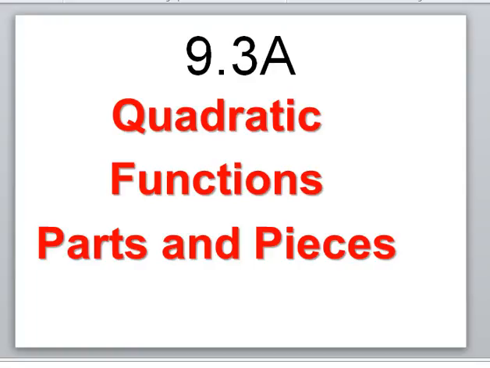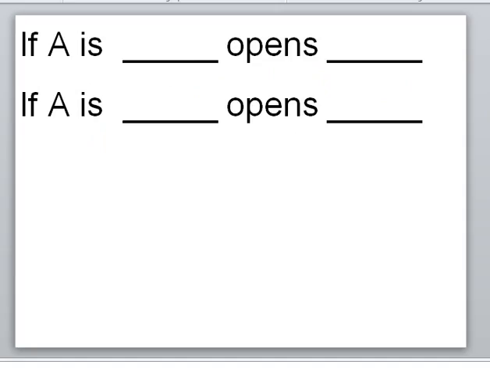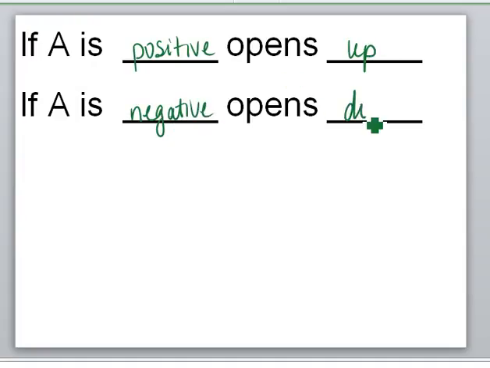Alright, we're going to look at some more of the same things we've been doing. We're going to overlap quite a bit of information. So there's that standard form of a parabola again, ax squared plus bx plus c. If a is positive, it opens up. If a is negative, the graph opens down.